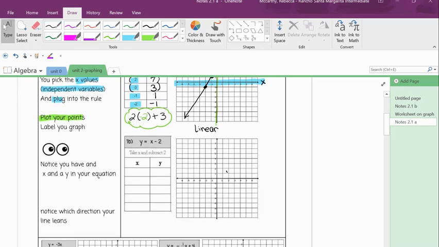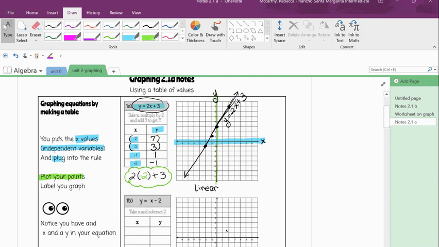Looking at this one, I also want to point out which direction my graph leans. It leans to the right, so we would refer to this as a positive equation. So this is positive since it's leaning to the right. As I go left to right, that's how I see it.